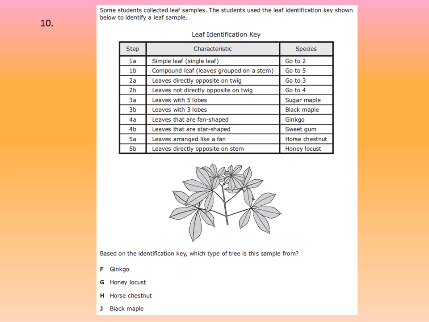Number 10. Some students collected leaf samples. The students used the leaf identification key shown below to identify a leaf sample. Based on the identification key, which type of tree is this sample from? A, ginkgo. B, honey locust. C, horse chestnut. D, black maple.